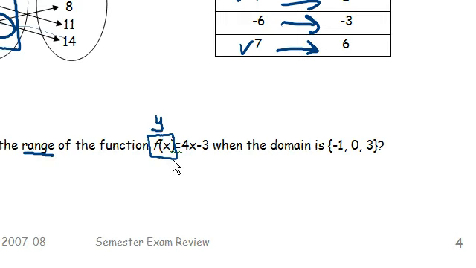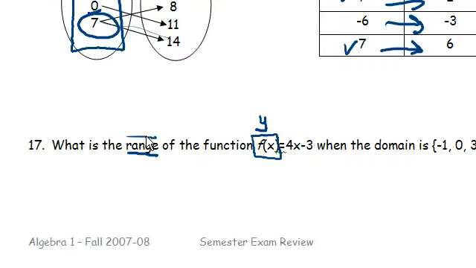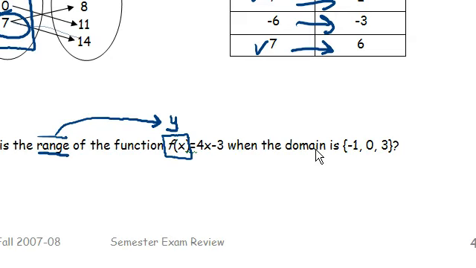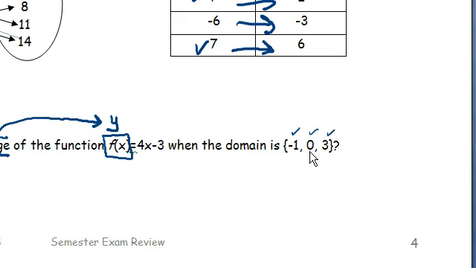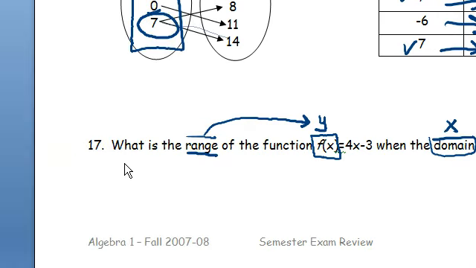When we say f of x, we mean there is a function of x which equals 4 times x minus 3. So, what is the range? What are all possible y values when the domain is -1, 0, and 3? So, when we see the word domain, think of x. So we look at our function here.